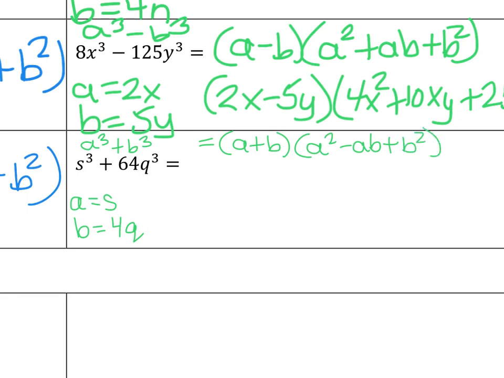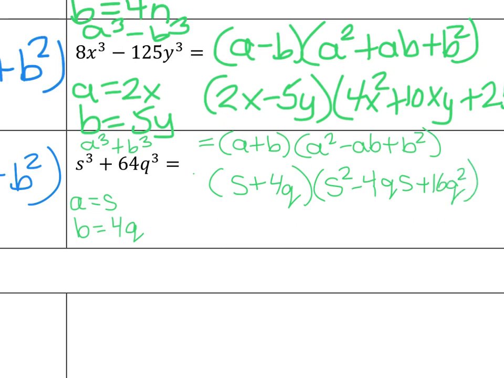So I'm going to substitute in now. So this equals s plus 4q times s squared minus their product, which is 4qs. I'll put the q first since that's before s in the alphabet, plus 4q squared, which is going to be plus 16q squared. And so now that is factored.